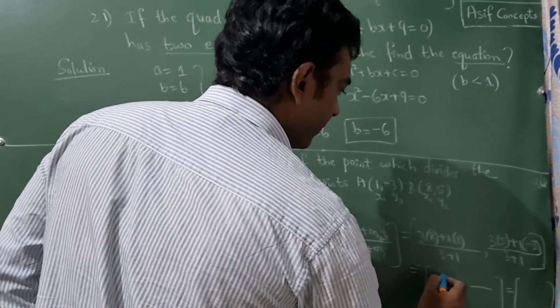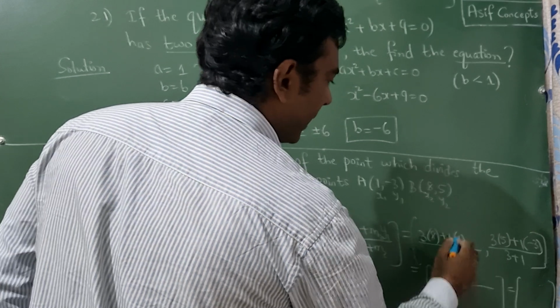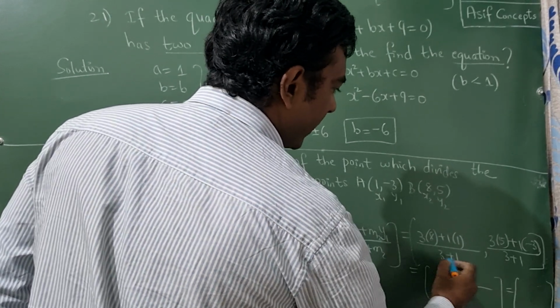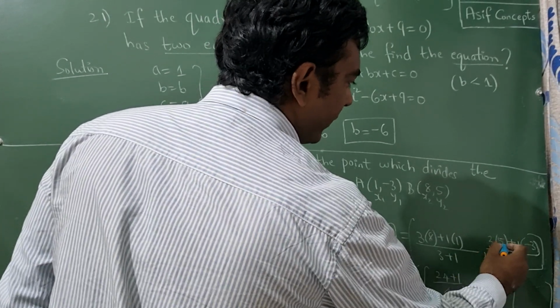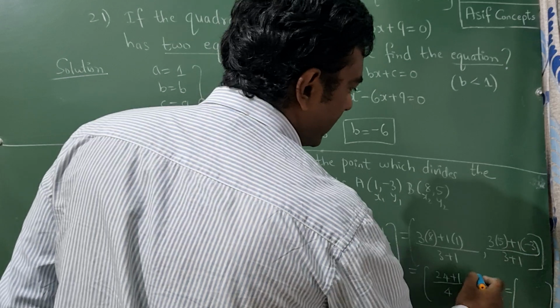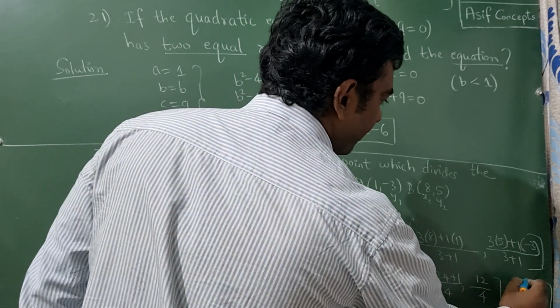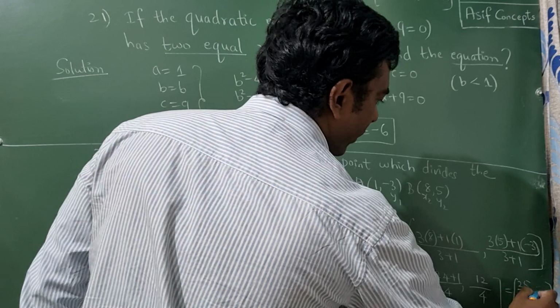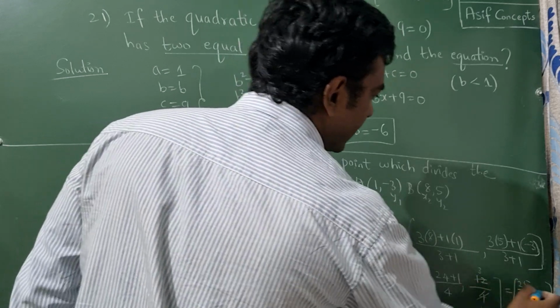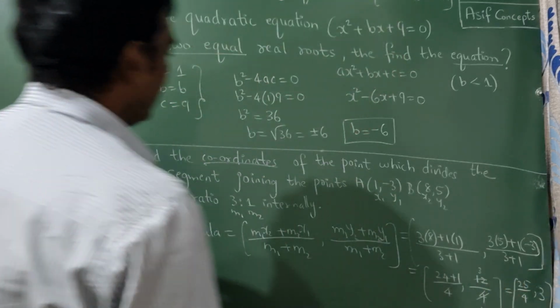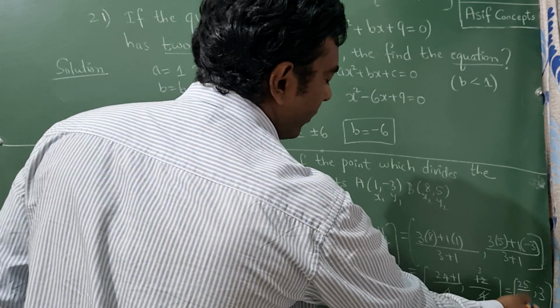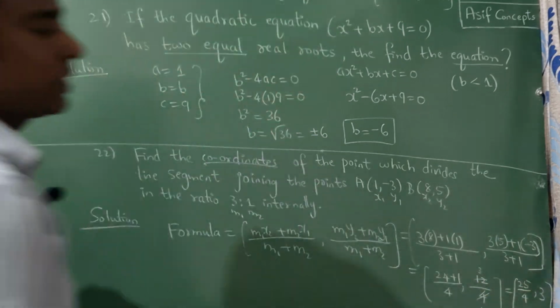Now 8 threes are 24, plus 1, divided by 3 plus 1 which is 4, and 15 minus 3 is how much? 12 by 4. So 24 plus 1 is 25 by 4. And 12 by 4 is 3. So the coordinates are 25 by 4 comma 3.